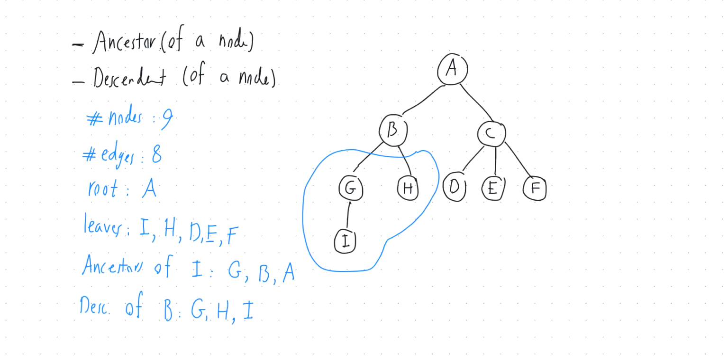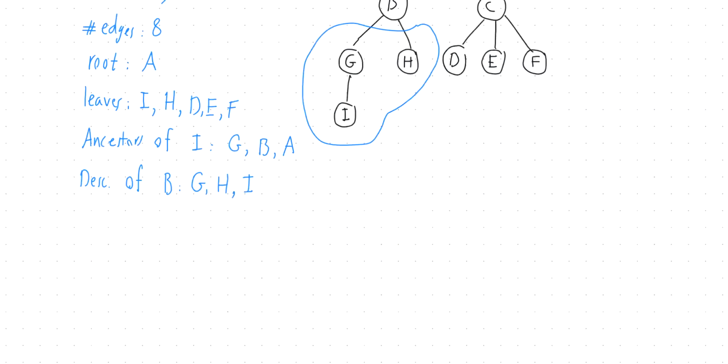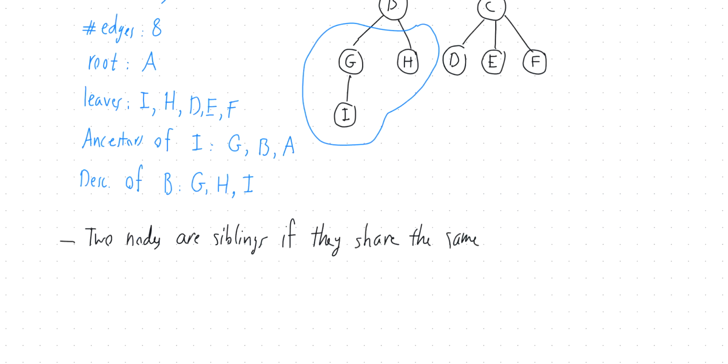And finally, we can also talk about siblings. And let me write that down as the final definition. We say two nodes are siblings if they have the same parent. So that's the final definition. Two nodes are siblings if they share the same parent.